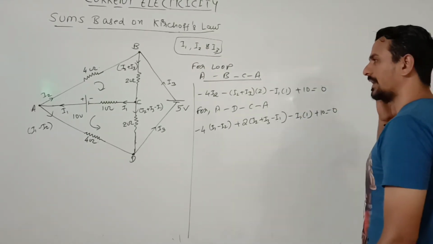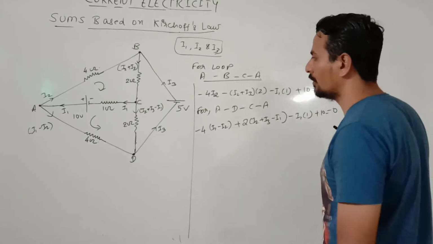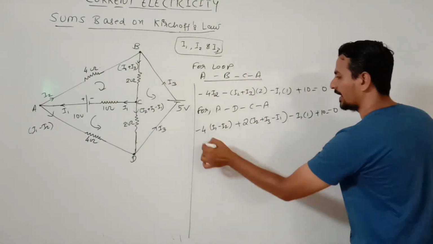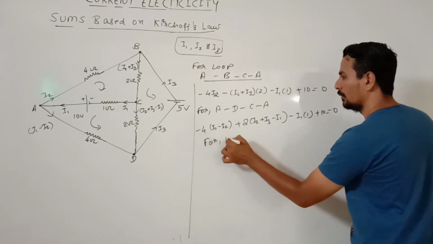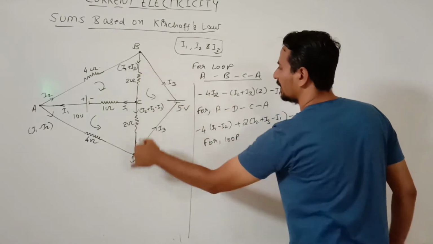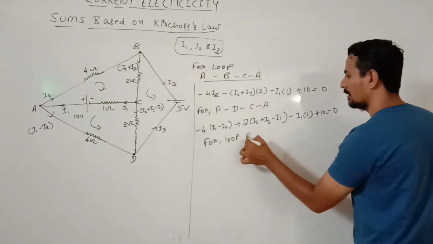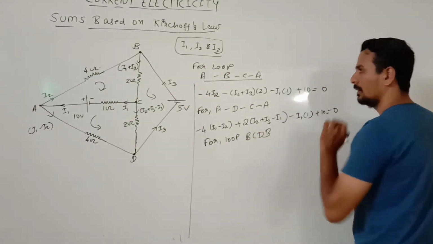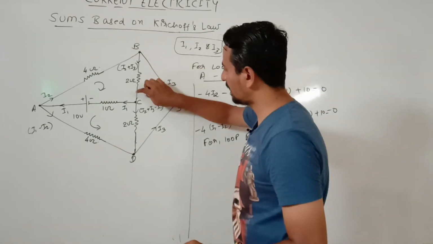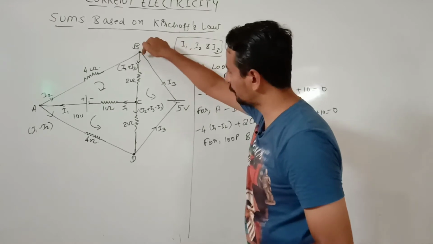So still we need to have one more loop because there are 3 unknowns. Okay. So we can take this loop, that is for loop B, C, D, B. So we'll start from B, then C, then D, and then again back to B this way.